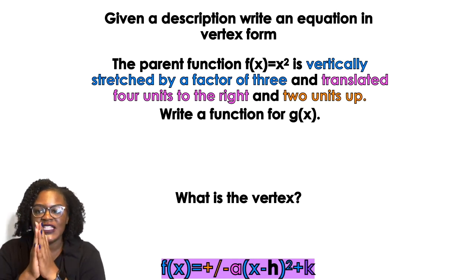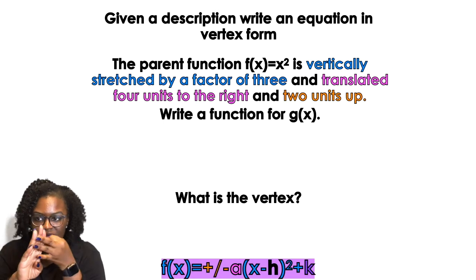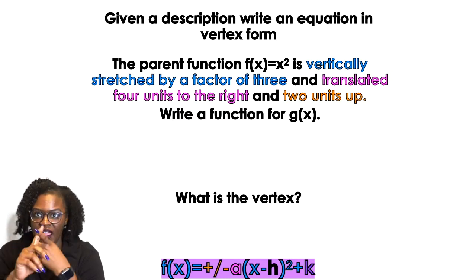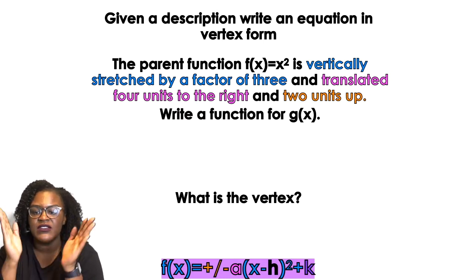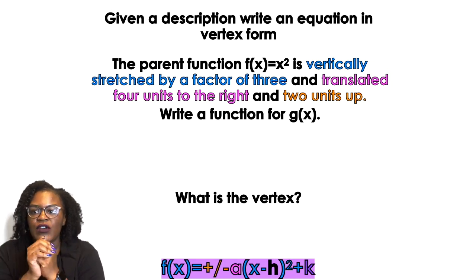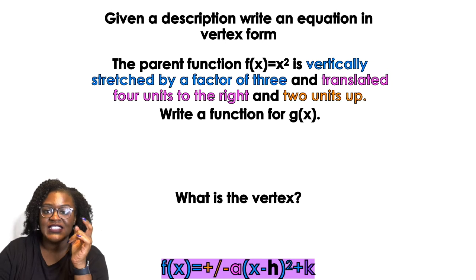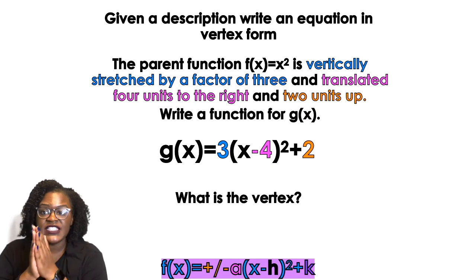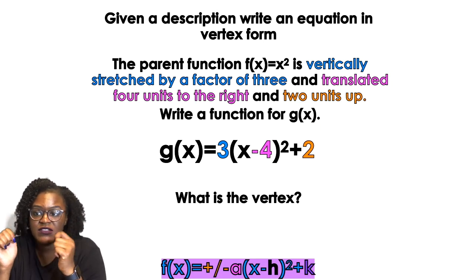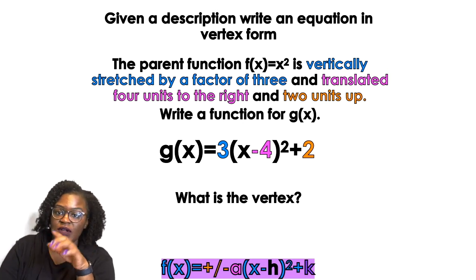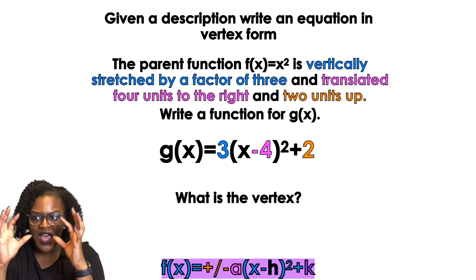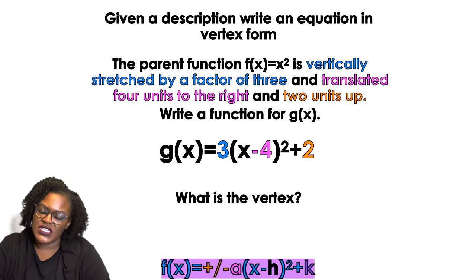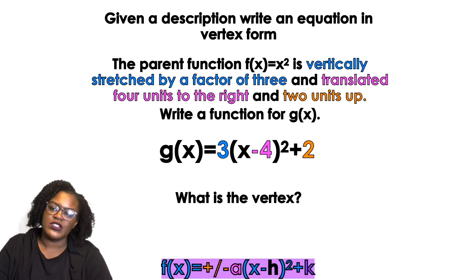So what number determines to the right? Is it the A, the H, or the K? And then 2 units up, what number determines if it goes up, the A, the H, or the K? And so you're just gonna input those values into each letter, right? So vertically stretched by a factor of 3, that is an A value. And then it has translated 4 units to the right. So that's gonna be a -4, a -4 inside the parentheses, because remember, inside the parentheses does the opposite. And then you're gonna do a +2 at the end because it's 2 units up, plus k.